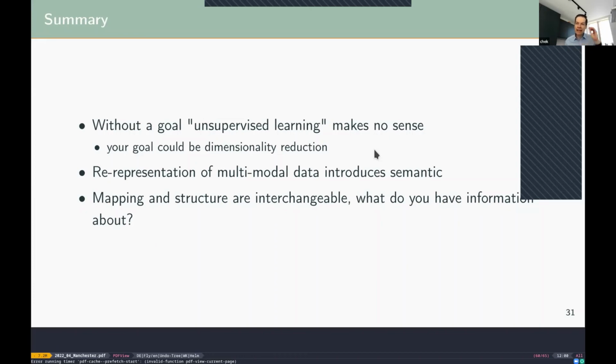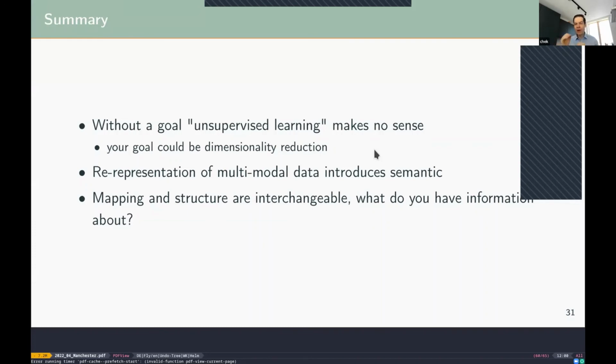Now, the setting which we talked about today, which was multimodal data, is that you think about it as adding a semantic, right? Think about it as you can use one view or mode as supervision for the other. The alignments that you do provide supervision.